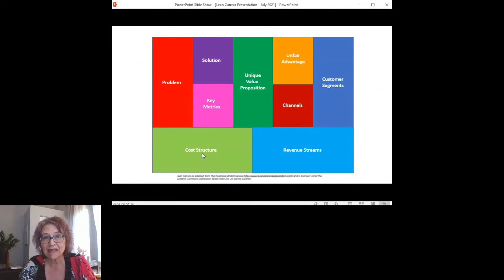So that's it. That's the lean canvas in a nutshell. And I highly recommend that you kind of play with this, think about this for your business and how it'll work for yours.